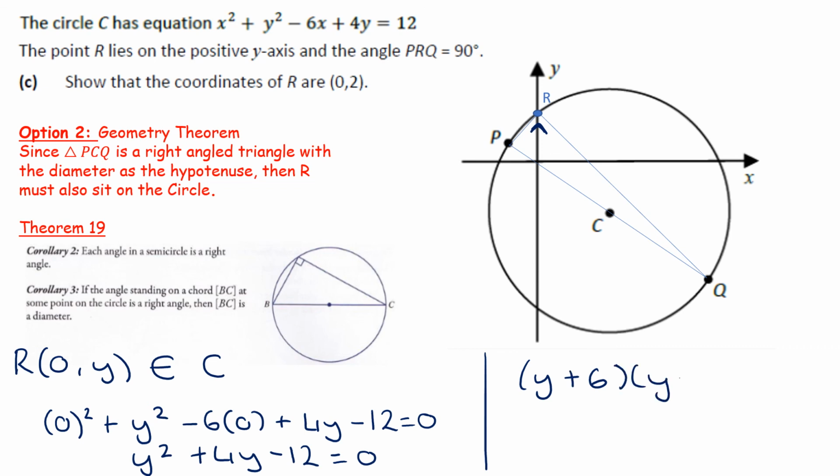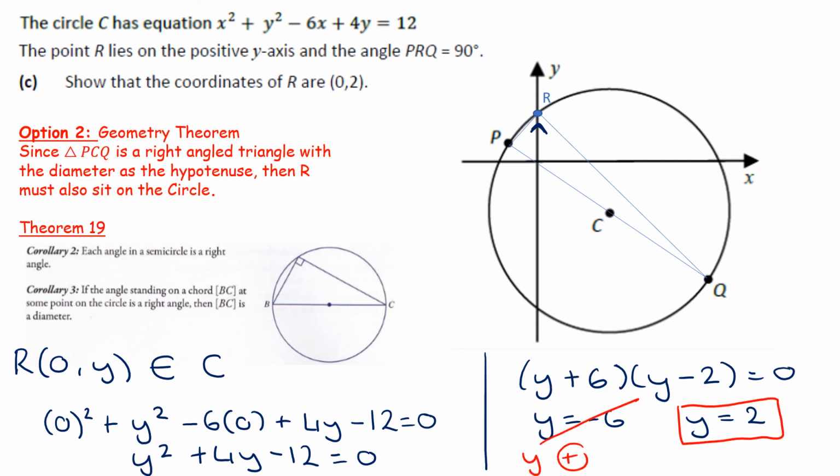So we get y plus 6, y minus 2 equals 0. My two answers: y equals negative 6, y equals 2. Negative 6 is not valid because y must be positive. So y equals 2. Therefore, R is (0, 2), which is what we were asked. The second point we've actually worked out is this one here. That's where we're getting that negative 6, because this point here is (0, -6).